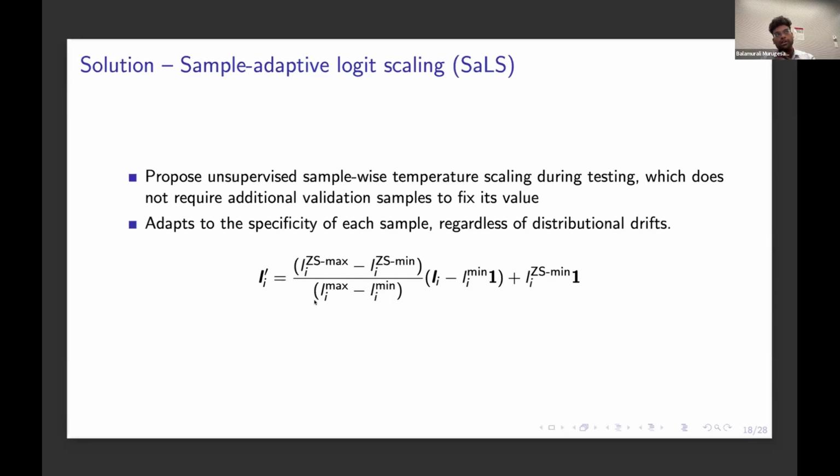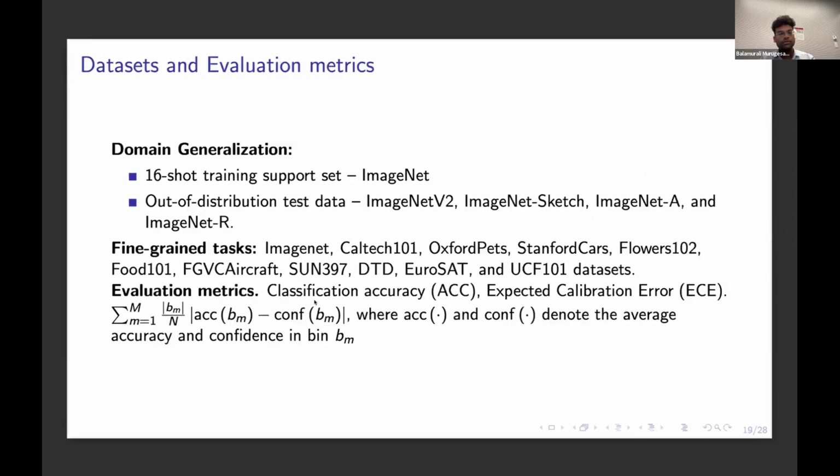So we have proposed two training based loss functions, and during inference you could also do this logit scaling. And how do we evaluate our method? We used a 16 shot training support set, which is ImageNet, and the out of distribution test data are ImageNet V2 and ImageNet Sketch, which are different out of distribution data for ImageNet, and then you have ImageNet Adversarial and ImageNet R. We also have fine-grained tasks, with datasets like Caltech and Oxford sets, and this is very standard for evaluating out of distribution datasets.